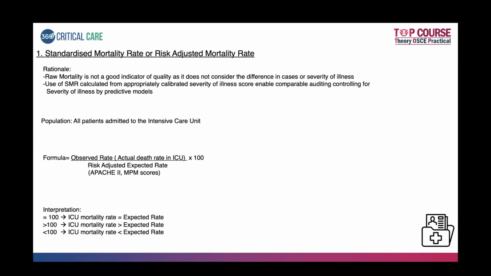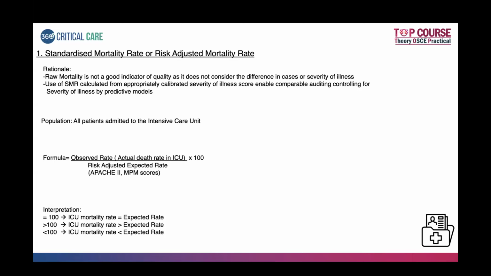They may be receiving milder, less sick patients, so they may have better outcomes. That may actually cause a bias. So when you use an SMR that is calculated from appropriately calibrated severity of illness scores, it helps to comparably audit the severity of illness predictive models. Simply put, when you use an SMR, you are using a risk-adjusted validated score as the denominator. When you do that, the results are going to be more validated, and you can use it for auditing among various ICUs.